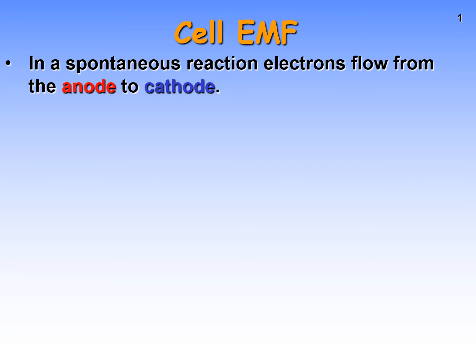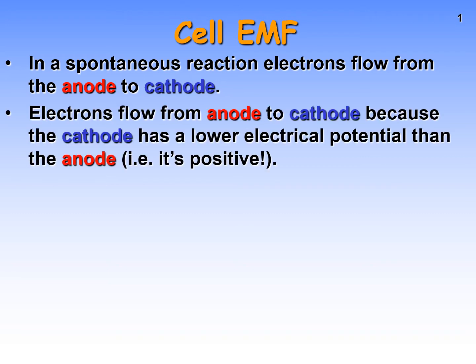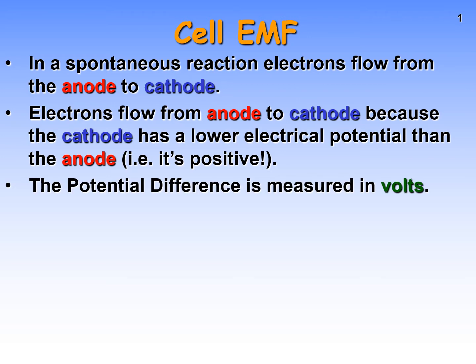As we learned in the previous lecture video, in a spontaneous reaction, electrons are going to flow from the anode to the cathode, and this is due to the fact that the cathode has a lower electrical potential than the anode, meaning the cathode has a positive charge and the anode has a slightly negative charge, and so our electrons move from the anode to the cathode, drawn by that positive charge because electrons are negative. This difference in potential between the anode and the cathode is measured in units of volts.